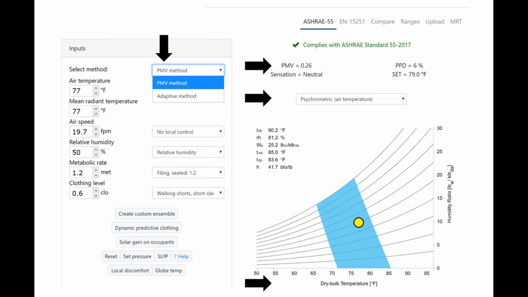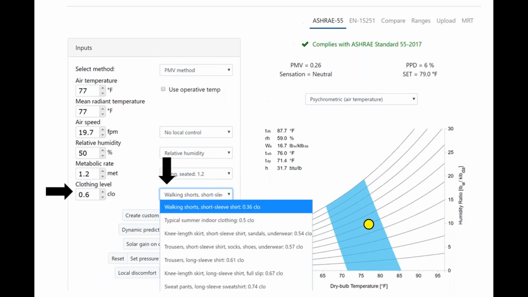On the right-hand side is the output, and it will tell you whether you're in compliance with the standard or not. The psychrometric chart there creates a comfort zone, and it will indicate where the person is in that comfort zone. You can use the PMV, or the predicted mean vote, which is what we talked about, or you can choose the adaptive method, as you see here. In this example, with this combination of ingredients, we are in compliance with the standard, and the person is in the comfort zone.